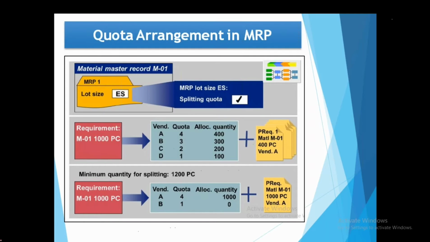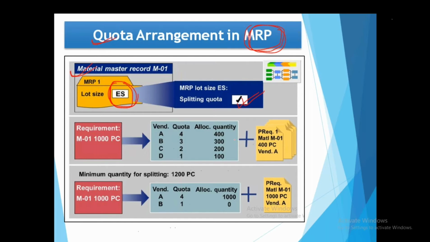Okay, so now quota arrangement in MRP, that is how the quota arrangement will work. If you want to use quota arrangement in MRP, material requirement planning, which we will be discussing in the next class, then in the material master record you have to activate the lot size with splitting quota. With splitting quota you need to assign.